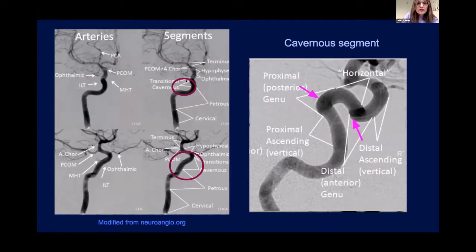The Cavernous segment in the AP projection is just like this. It's not so wide, but in the lateral projection, it goes from the proximal posterior genu to the anterior genu. Again, just concentrate on the turns. First turn, posterior genu, second turn, anterior genu, and here it finishes.